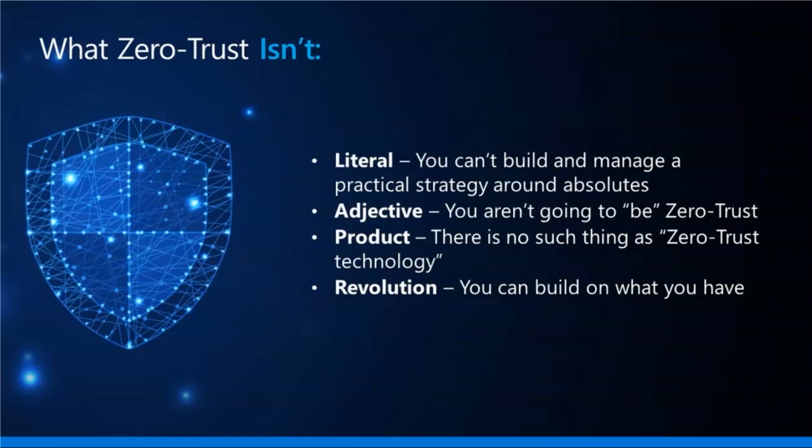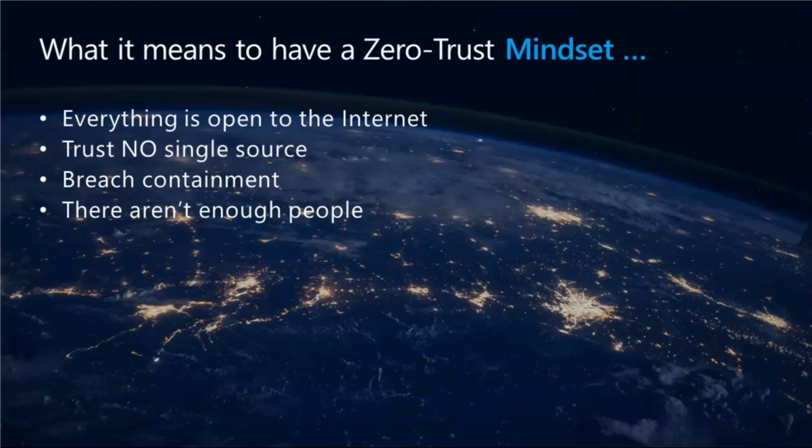Really, Zero Trust is a mindset. What we want to do is approach every situation as if everything's open to the internet. We don't want to trust any single source. We want to employ multi-factor authentication when available. We want to focus on breach containment, assuming there is already a breach, and understand that there aren't enough people. What does that mean? Automation is key.